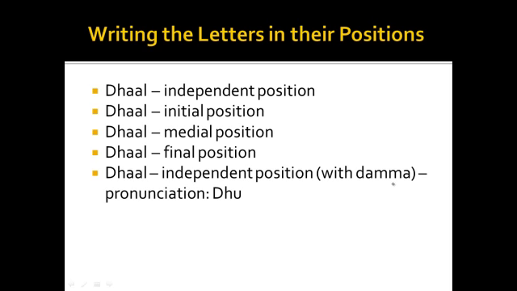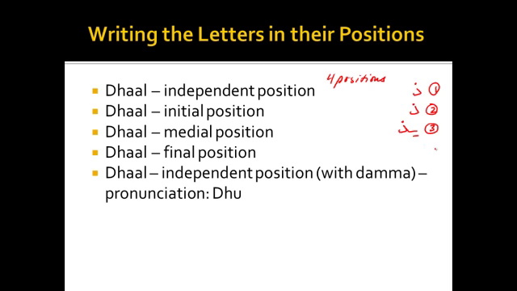Okay, let's look at the Dhaal in its different positions. Again we have 4 positions, but the Dhaal will only have 2 forms out of the 4 positions. The first position is the independent position, and the Dhaal looks just like the Dal but with a dot on top. So that's pretty easy. The initial position is the Dhaal, again looks the same, with a dot on the form that looks like the Dal. And then in the medial position, the Dhaal looks like this.